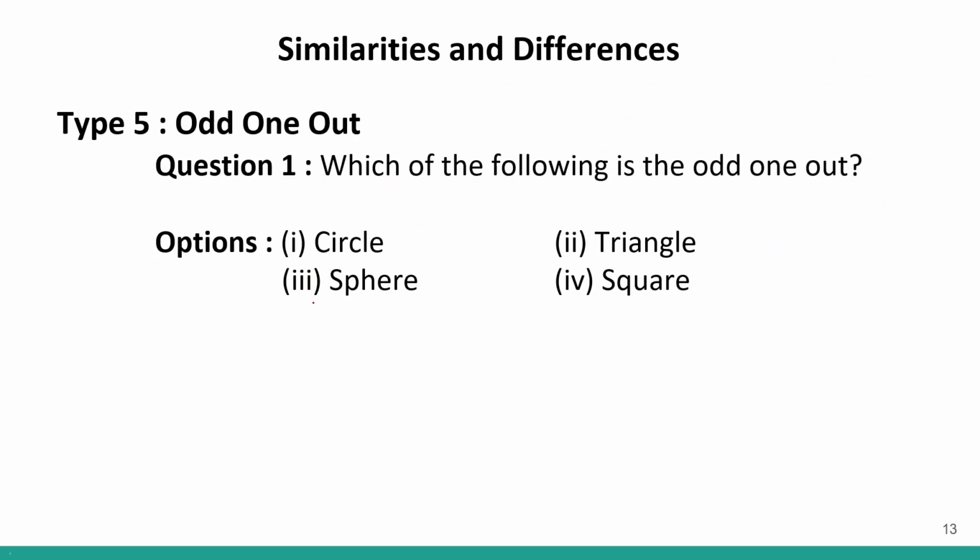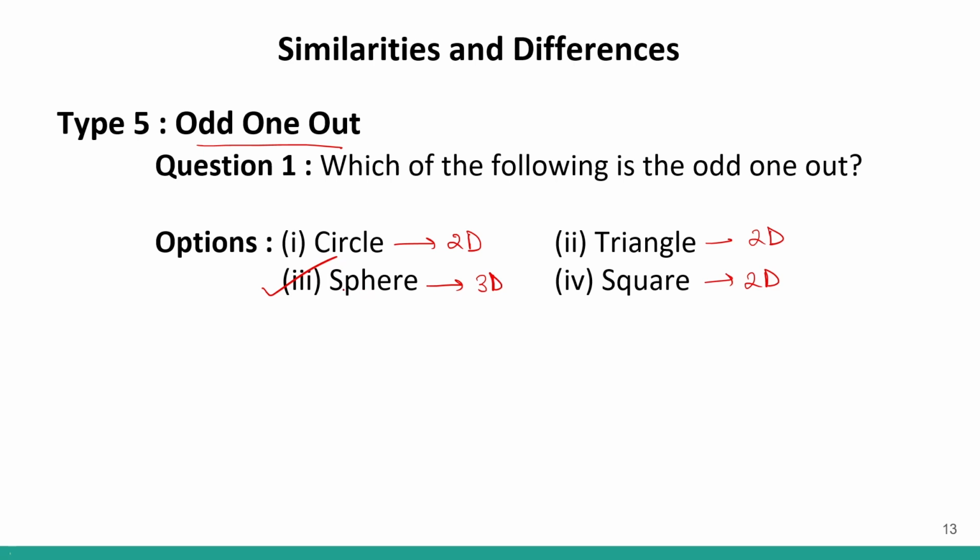Okay. Now, we have to find the odd one out. Which of the following is the odd one out? Circle, sphere, triangle and square. Now, I know that triangle is a 2D figure. Similarly, a square is also a 2D figure. A sphere is a 3D figure. And a circle is a 2D figure. So clearly all these three are 2D figures. Only the sphere is a 3D figure. Hence our answer will be option number 3, sphere.